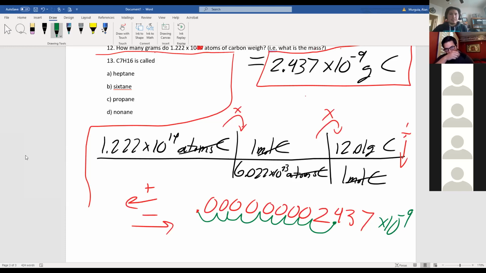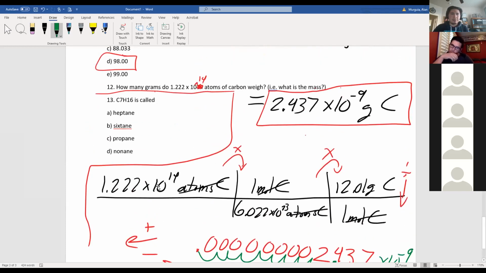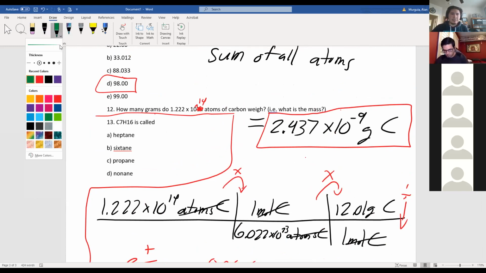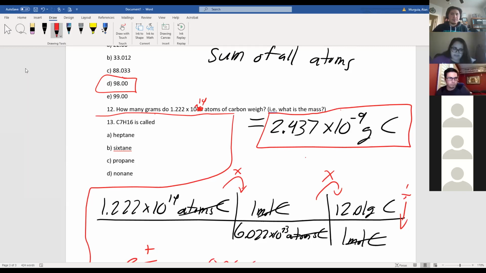Yes, perfect. All right, so going on to the last problem on this chapter 1 through 2 review test practice. It gives us C7H16, and it's asking us, what is this compound called? Isn't it heptane? And why heptane specifically? Because there's 7 carbons. Yeah, exactly, there's 7 carbons.